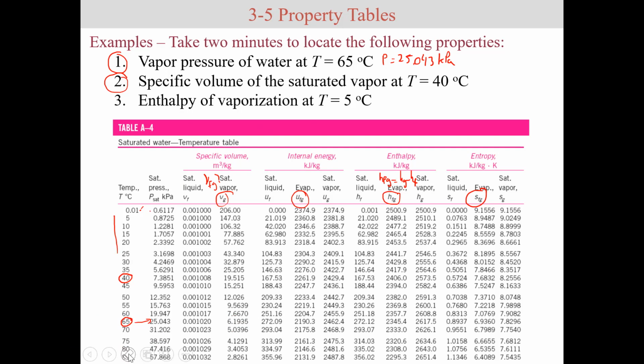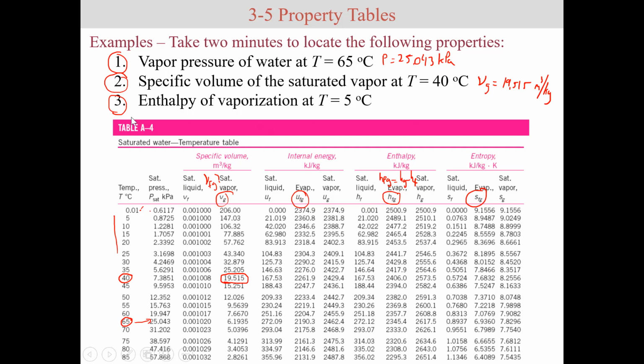right? So sorry, I was at 65 degrees there. At 40 degrees it is 19.515 meters cubed per kilogram. So my specific volume of the gas at that point is 19.513 meters cubed per kilogram.